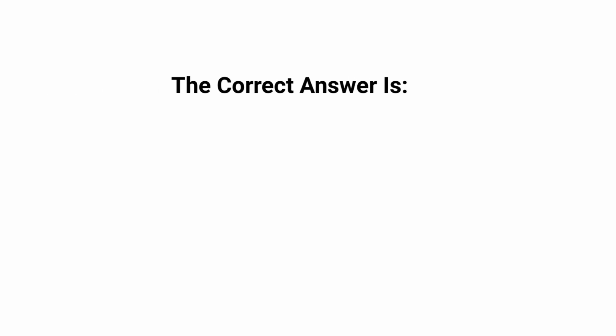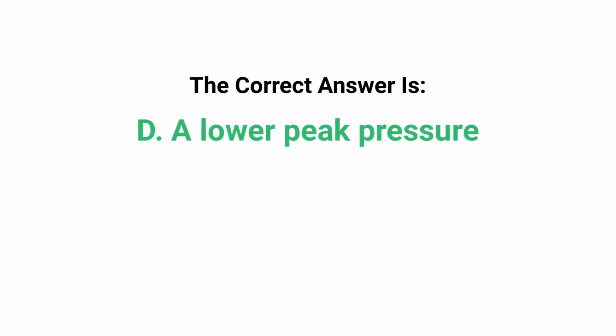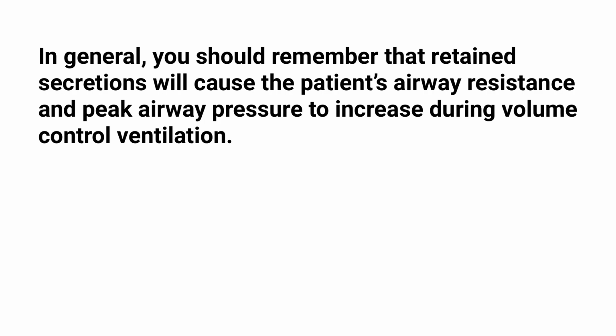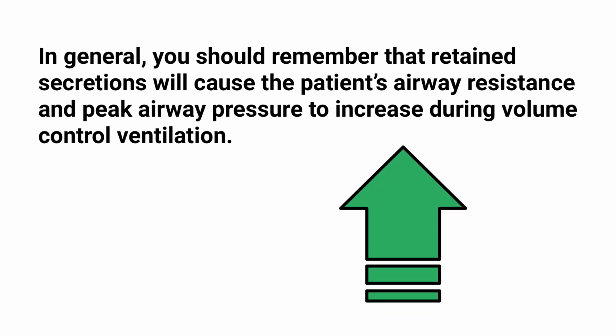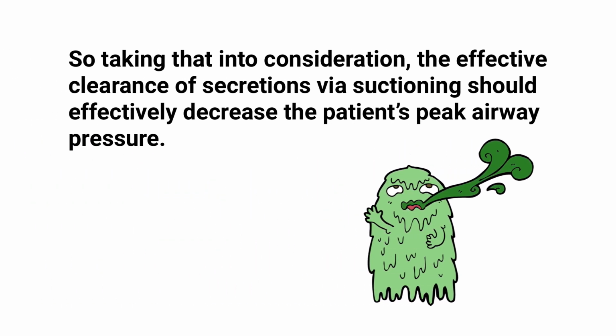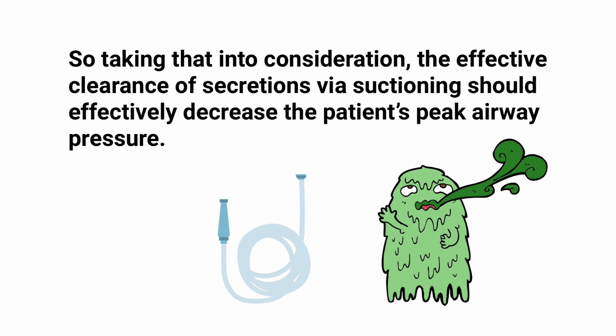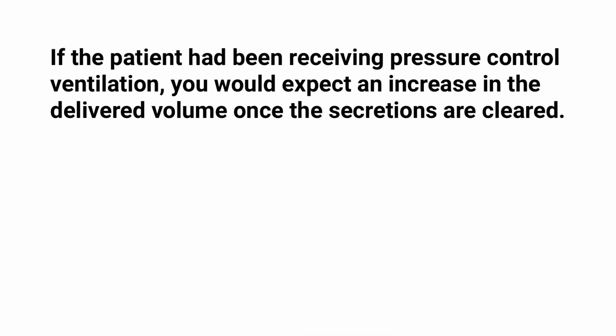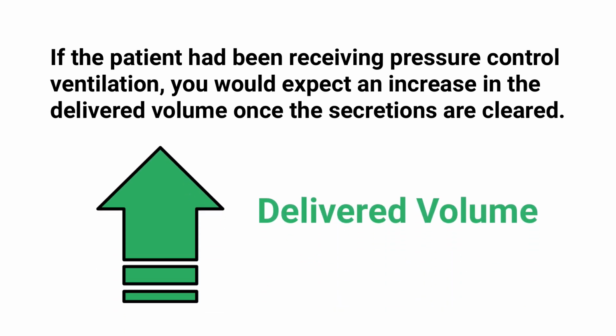The correct answer is D. a lower peak pressure. In general, you should remember that retained secretions will cause the patient's airway resistance and peak airway pressure to increase during volume control ventilation. So taking that into consideration, the effective clearance of secretions via suctioning should effectively decrease the patient's peak airway pressure. On the other hand, if the patient had been receiving pressure control ventilation, you would expect an increase in delivered volume once the secretions are cleared.